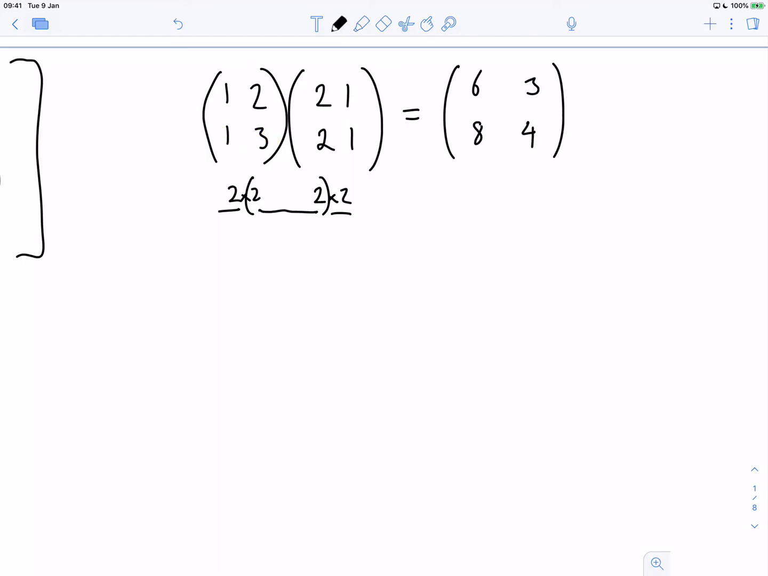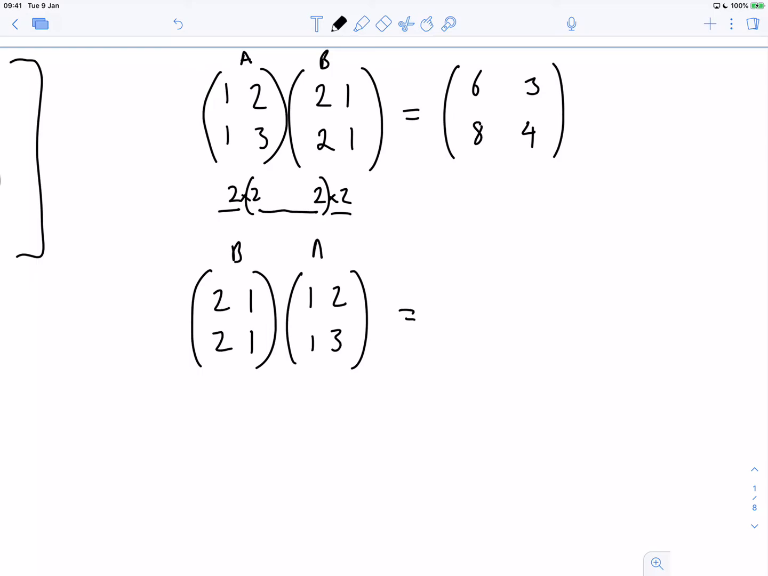Right, now let's swap the order of these matrices. So I've got the 2, 1, 2, 1 there, and I've now got the 1, 2, 1, 3 here. So I've now swapped the order. If this was A, this was B, I'm now going to compute BA, like so. Okay, same deal. This is a 2 by 2 and a 2 by 2, so these two numbers are the same, therefore they're going to output a 2 by 2. Here it is over here.